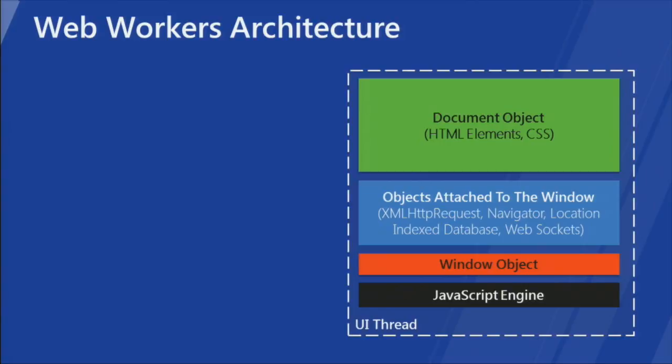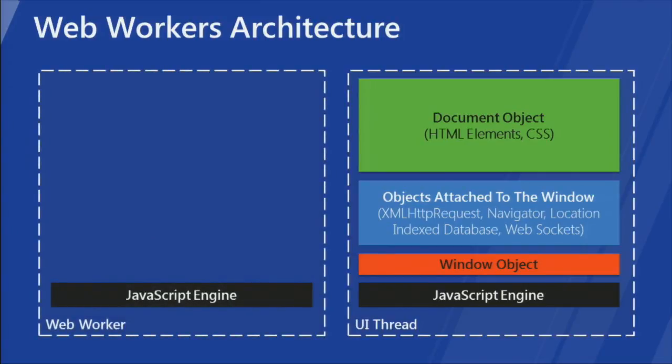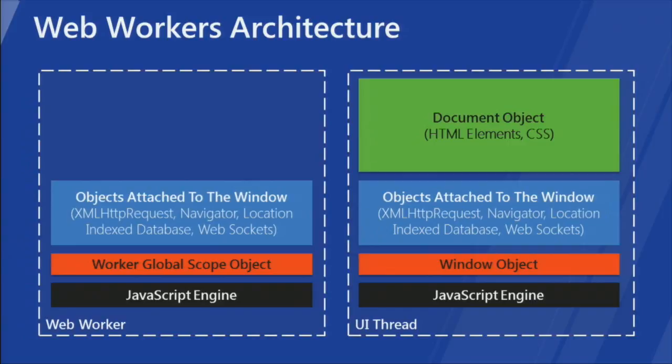Web workers have a runtime environment very similar to the one on the UI thread. When a web worker is created, it starts a new instance of the JavaScript engine. Its root object is a simplified version of the window object known as the worker global scope. The worker global scope is then initialized with the basic set of objects attached to the window, such as XMLHttpRequest, the location, the navigator, the new IndexedDB APIs, and WebSockets, etc.